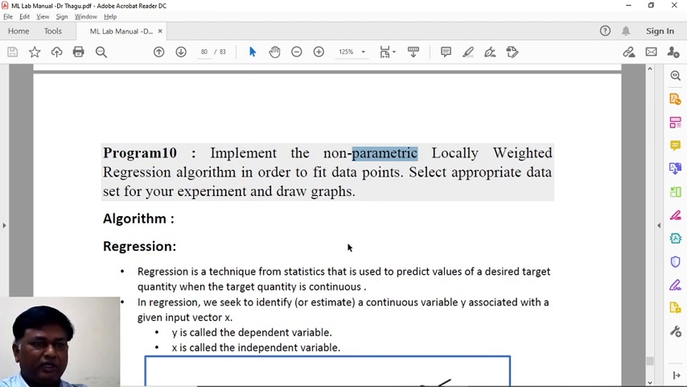But most real-world data sets will not follow any parametric distribution. All are non-parametric. So if you have a non-parametric data set, you can apply the locally weighted regression algorithm for prediction purposes.